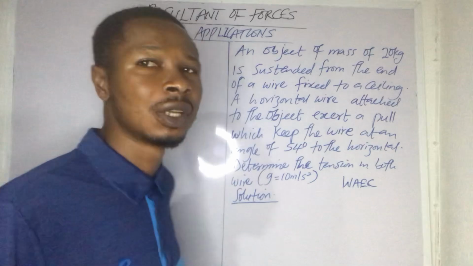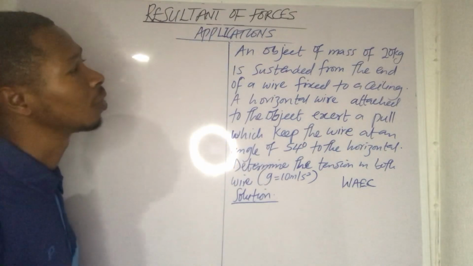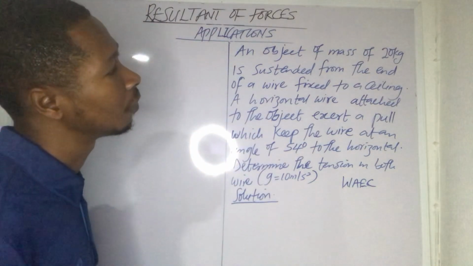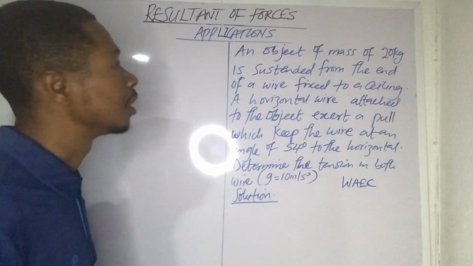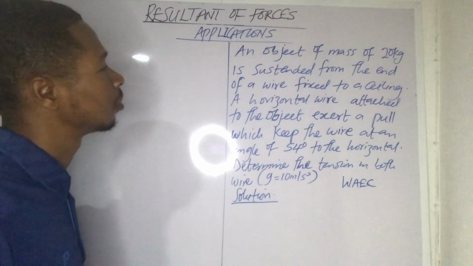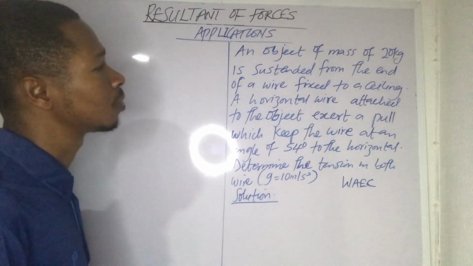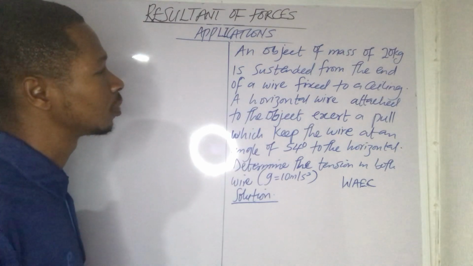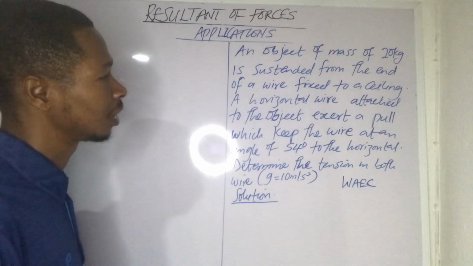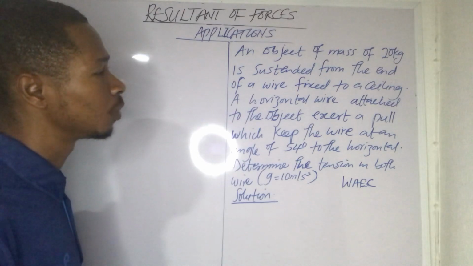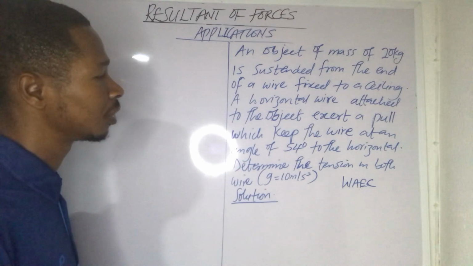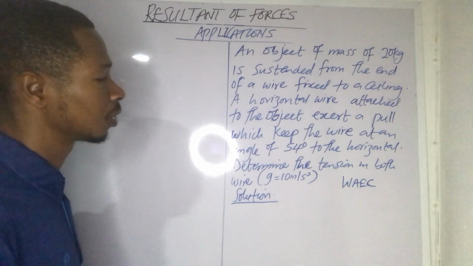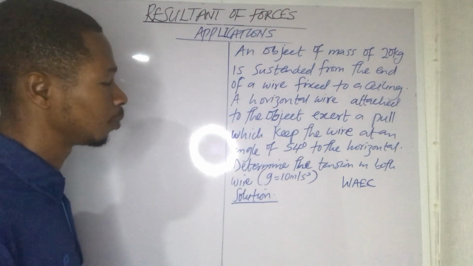Now the question is, an object of mass 12 kilogram is suspended from the end of a wire fixed to a ceiling. A horizontal wire attached to the object exerts a pull which keeps the wire at an angle of 54 degrees to the horizontal. Determine the tension in both wires.